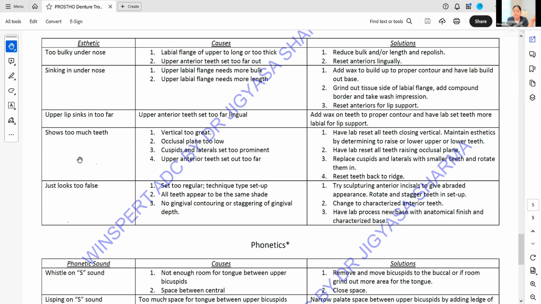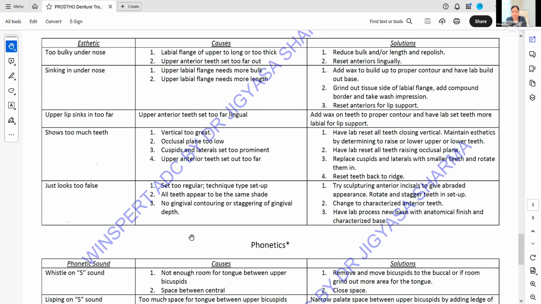Then cuspids and laterals may be too prominent, correct them. Or anteriors too far labial, correct them. Or it just gives a very artificial or false appearance. Again, you need to select the teeth based on the patient's facial appearance. The shades also should have a natural look to them, and some contouring and natural characterization should be done when setting the teeth.